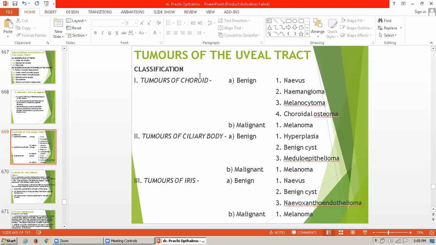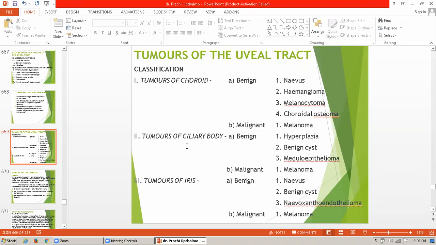In that classification, first one is the tumors of the choroid. A, that is benign. In that, first is a nevus, hemangioma, melanocytoma, and choroidal osteoma. And in the malignant, there is a melanoma. So these are the tumors of the choroid.